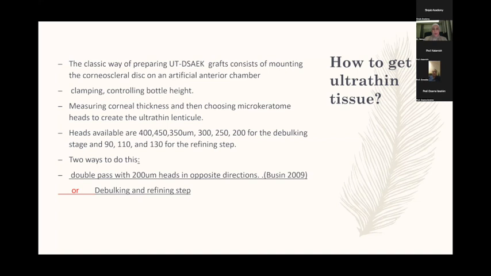So in the first step, you use the microkeratome head to create a free flap or free cap of the anterior stroma. I usually use the 350 micron, and then I use the pachymeter to measure, and I do a second step using the 90 or 110, or the double pass with 200 heads in opposite directions. And this is the way that it was described by Busin in 2009.